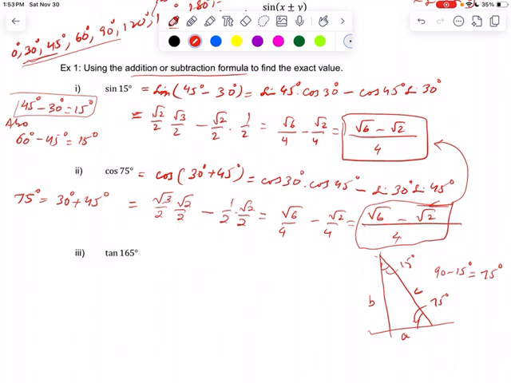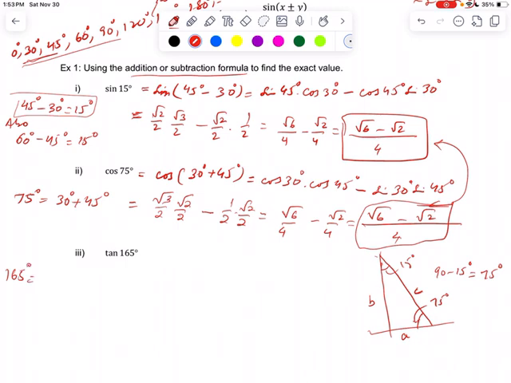Okay, the next one is tangent of 165 degrees. So first thing is we have to figure out how we can write 165 degrees in terms of the known angles, and because it's a tangent, we have to find the sine and the cosine and then divide the values. Okay, so we start by thinking that 165 can be written as what?